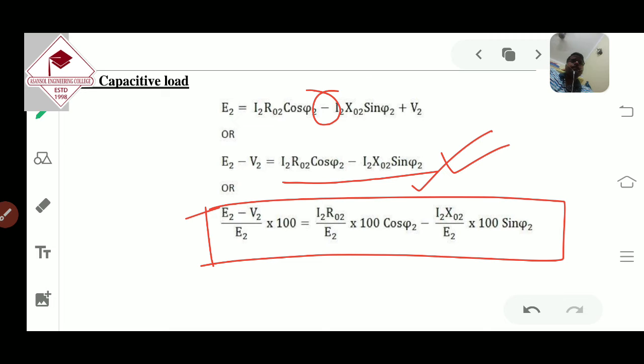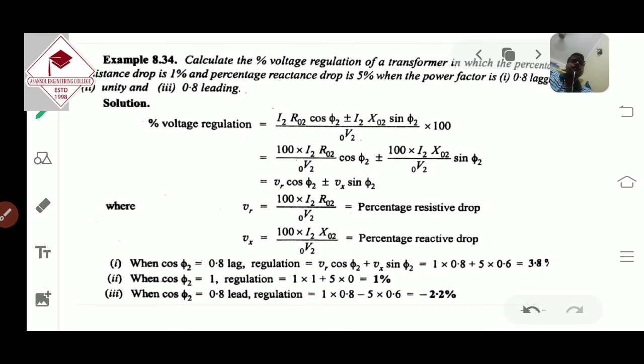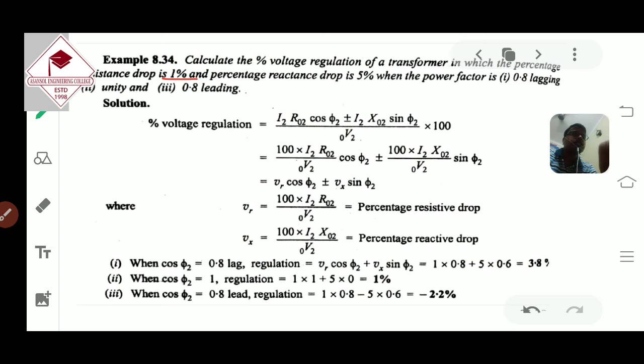Okay, so let us see one example based on this. The example is: calculate the percentage voltage regulation of a transformer in which the percentage resistance drop is 1% and the percentage reactance drop is 5%, when the power factor is 0.8 lagging, for unity power factor, and the third condition is 0.8 leading power factor. Okay, so let us see.